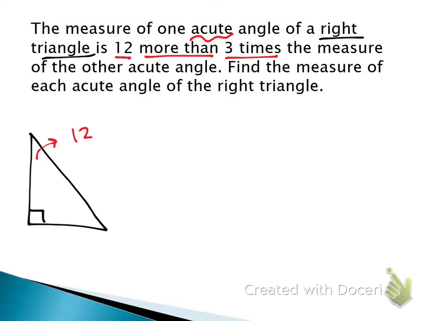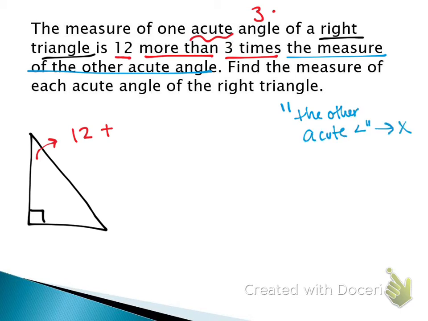Yes, what mathematical action is happening? Adding, right? 12 more than. Then it says 3 times, all right? 3 times would be multiplication, right? But 3 times what? It's 3 times the measure of the other acute angle. Do we know the other acute angle? No. So what can we call the other acute angle? X. So we're going to call the other acute angle X.